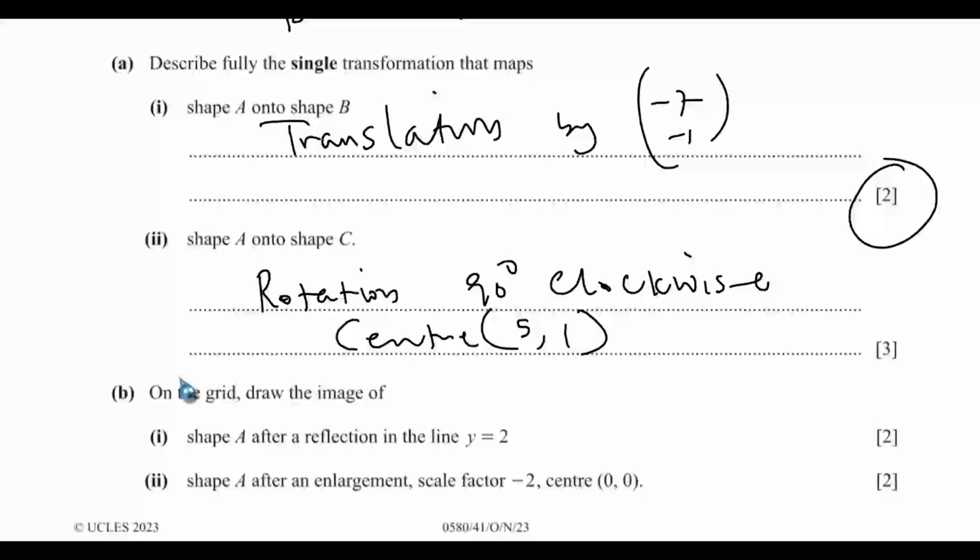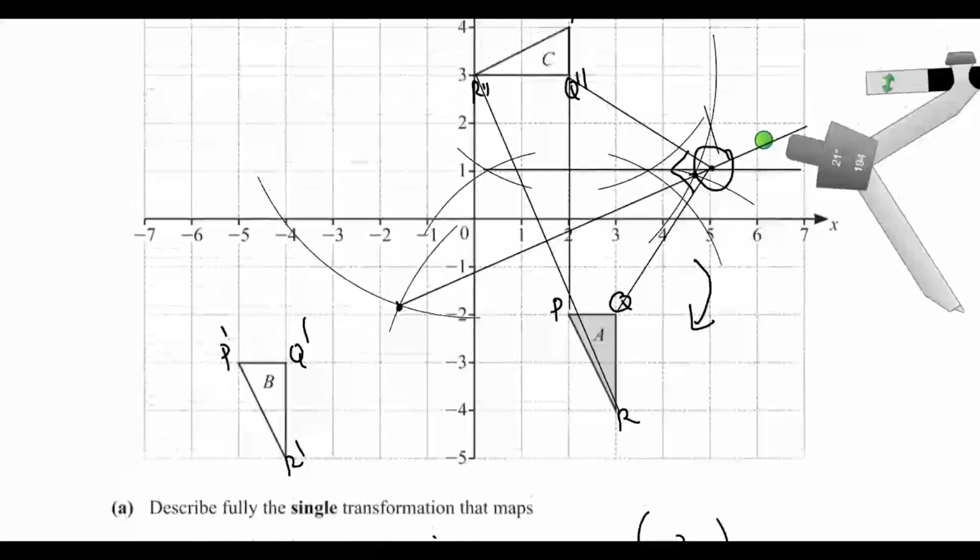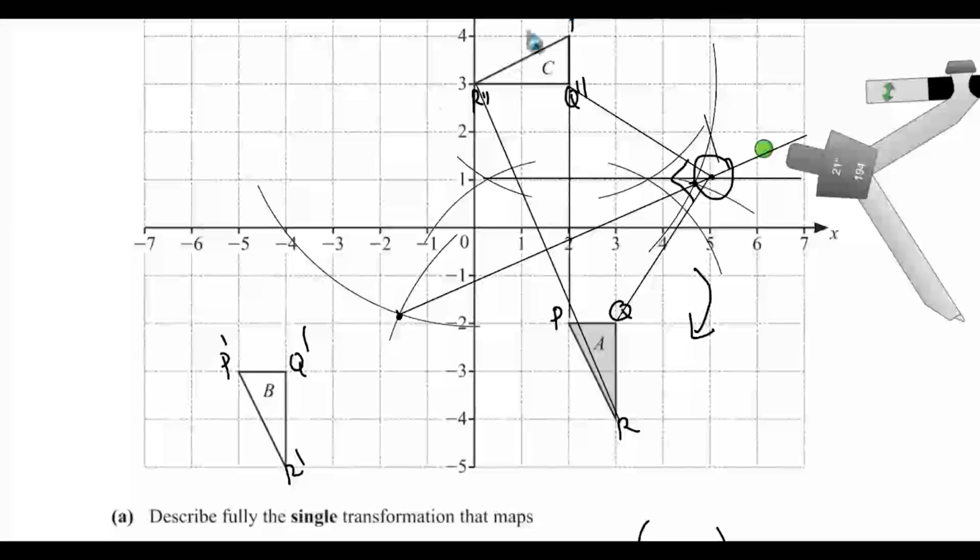So let's look into the other part. This is part B. On the grid, draw the image of shape A after a reflection in the line y equals 2. So y equals 2 will be this line. Let's draw from here. y equals 2 is this.